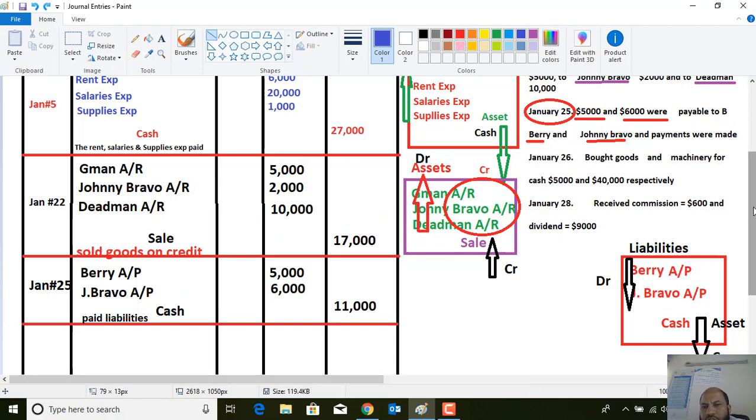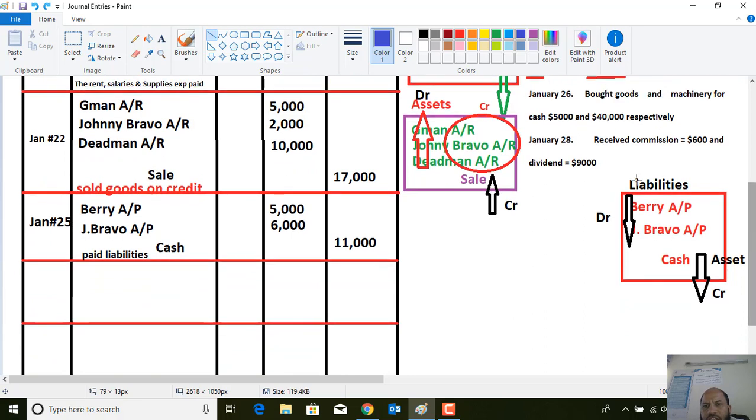Now we will record the January 26 transaction. If you see over here, we have another transaction on January 26. On January 26, the company purchased goods.